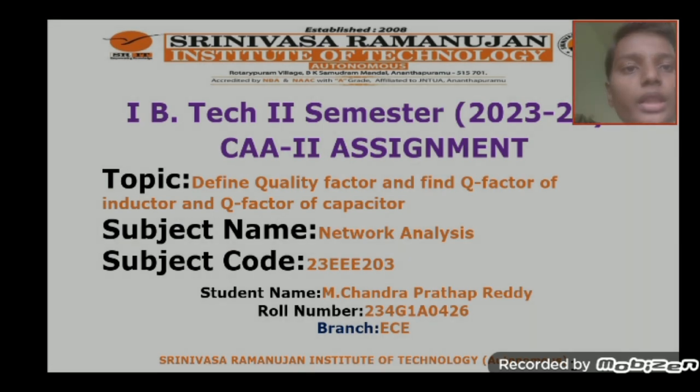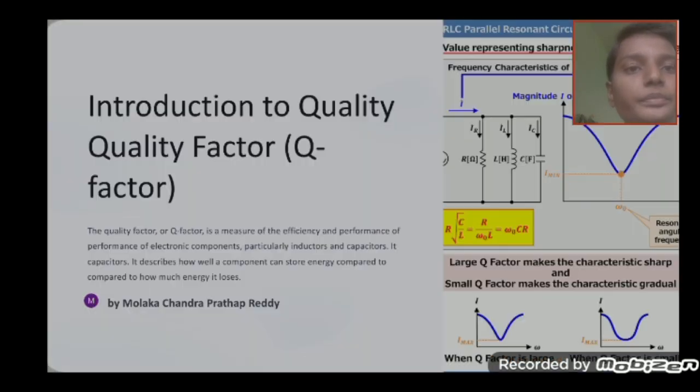Technology. Today we are discussing how to define quality factor and find the Q factor of an inductor and the Q factor of a capacitor. Introduction to quality factor. The quality factor, or Q factor, is a measure of the efficiency and the performance of electronic components, particularly inductors and capacitors. It describes how well a component can store energy compared to how much energy it loses.